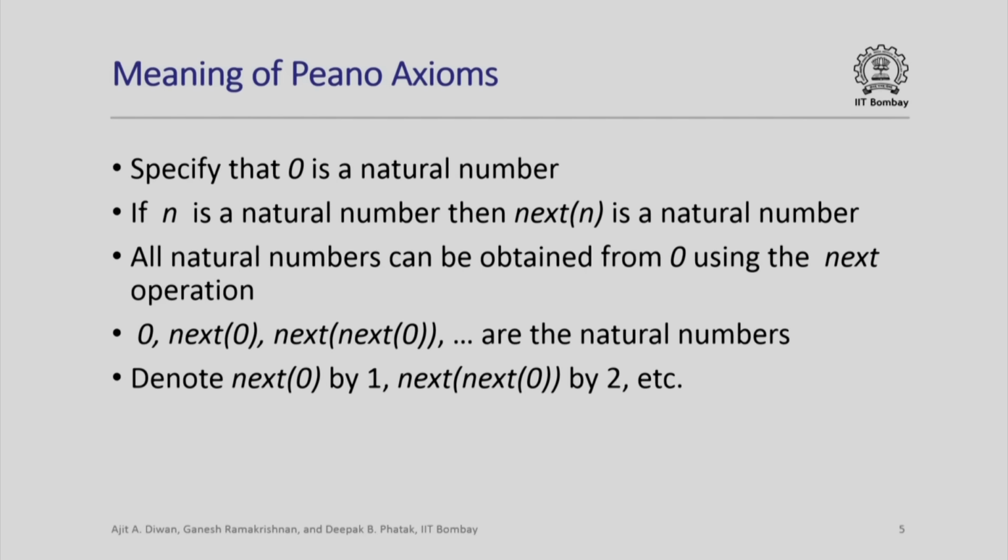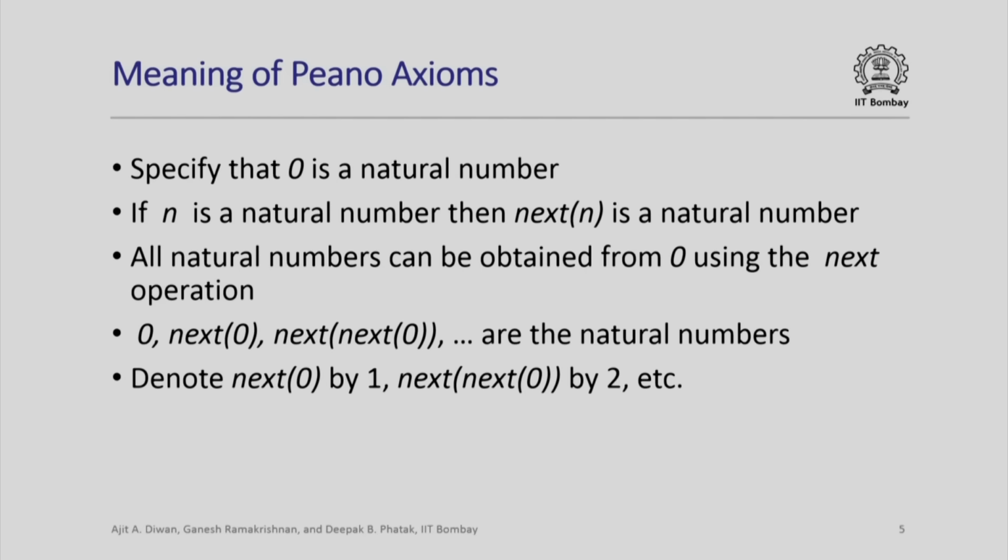There is nothing else. So note that if you look at real numbers also, for every real number x, x plus 1 is a real number. But natural numbers do not include all real numbers, because we are saying that every natural number can be obtained from 0 by applying the next operation. So we will denote next of 0 by 1, next of next of 0 by 2, and so on.